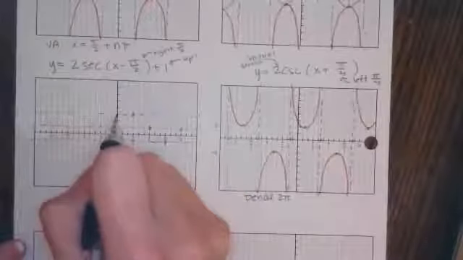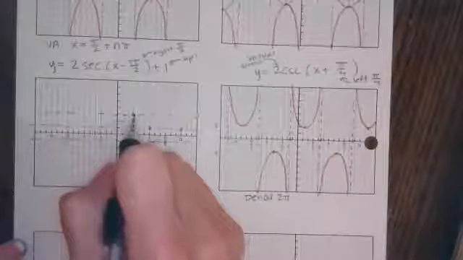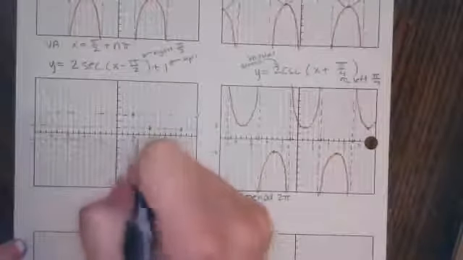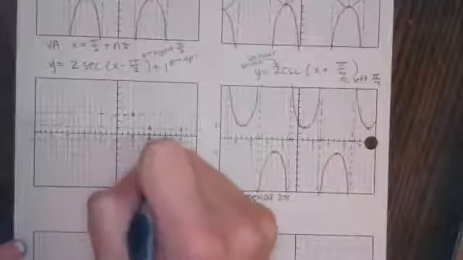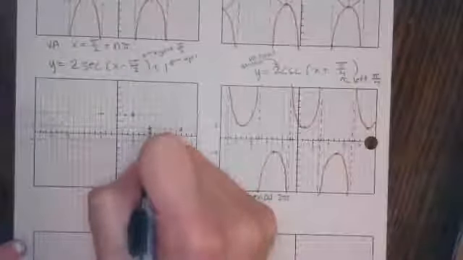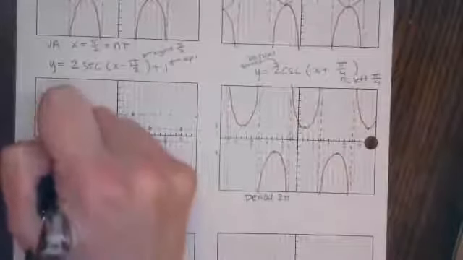Everything has moved to the right pi over 2 because of this. So that point that was at 0, 1 moves to the right pi over 2. The next point that would have been at pi over 2, 0 has moved to the right pi over 2. So that's the one that put it here. And then of course the up 1. And so everything has moved to the right pi over 2 and up 1. And then that's where we repeat the pattern. So it would be back up on top here.